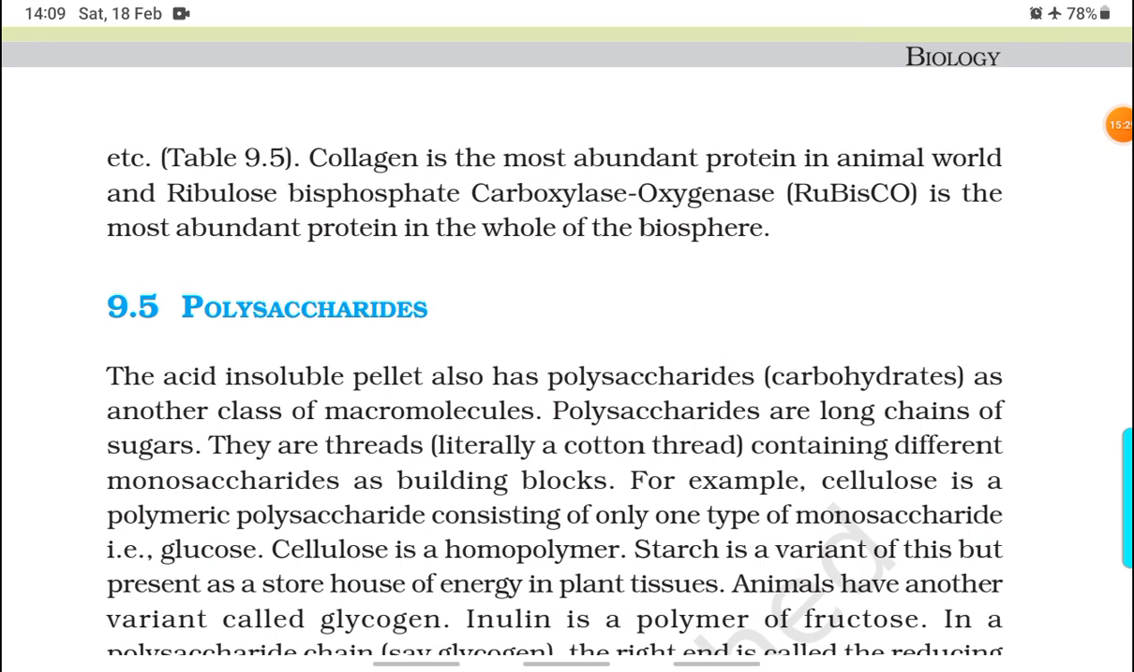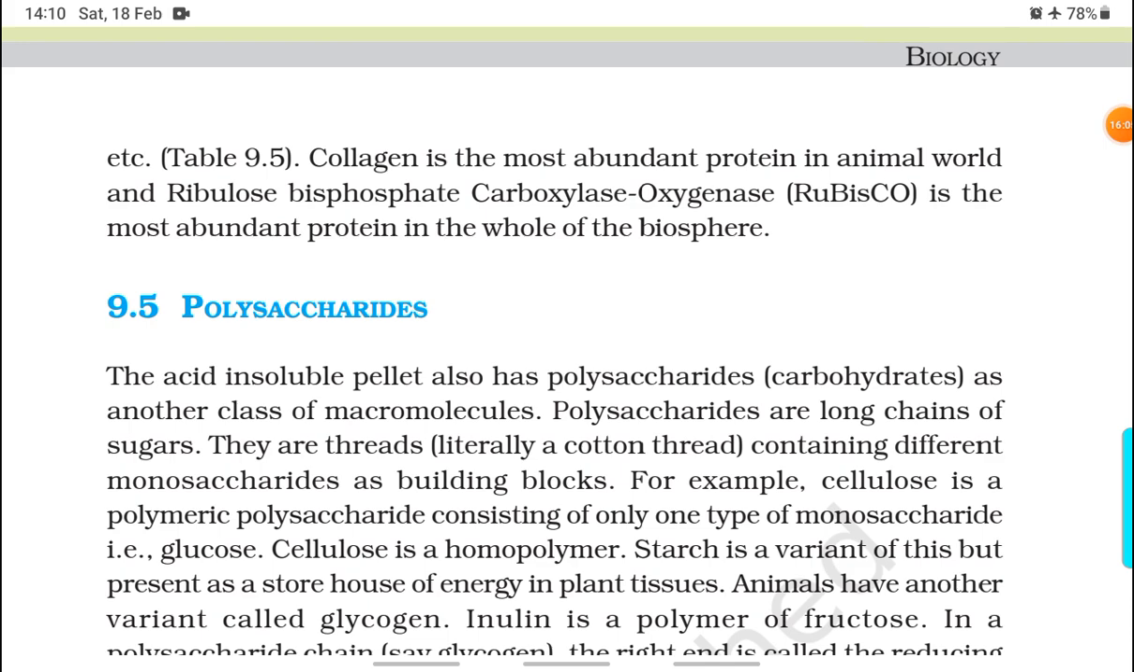Polysaccharides. The acid insoluble pellet also has polysaccharides, carbohydrates, another class of macromolecules. Polysaccharides are long chains of sugars. They are threads, literally like a cotton thread, containing different monosaccharides as building blocks. For example, cellulose is a polymeric polysaccharide consisting of only one type of monosaccharide, that is glucose. Cellulose is a homopolymer. Starch is a variant of this but present as a storehouse of energy in plant tissues.